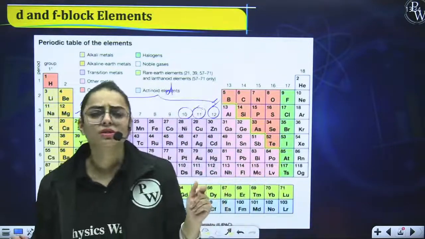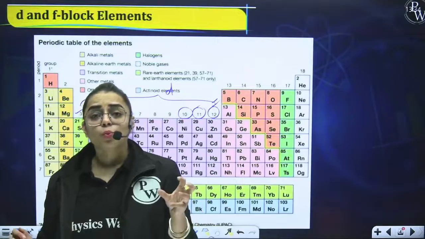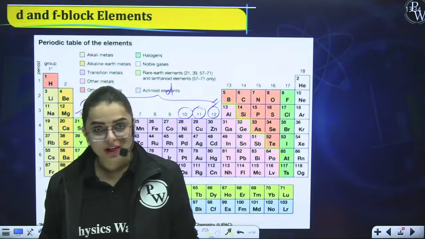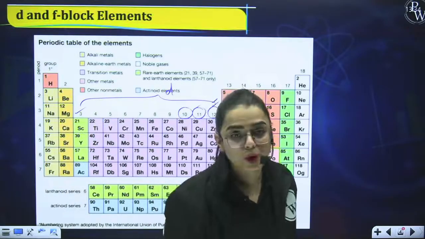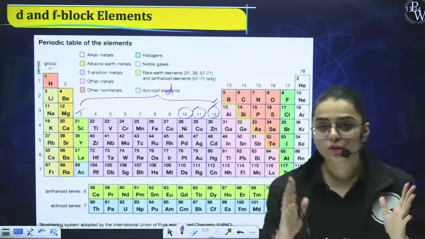Now if you remember, in the previous segment I told you: what were F block elements? They were inner transition elements. Okay, what were S block and P block elements? They were representative or the main block elements. Yes, so that was a quick review.